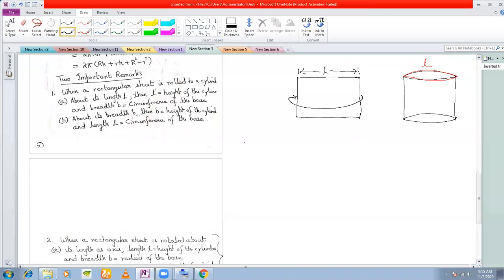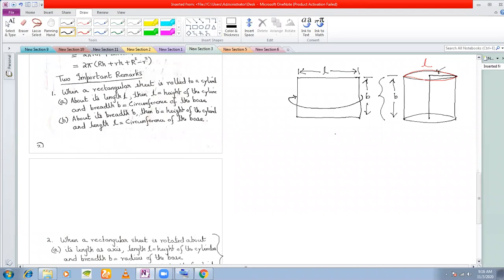What can you say about the height of the cylinder? If I say that the breadth is B, the height will also be B. This L actually becomes the circumference of the base. So from the circumference of the base, you can find out the radius of the base also, right? If you know the circumference of a circle, you know how to find the radius of a circle. So from these two, you can find out the radius of the cylinder and the height of the cylinder.